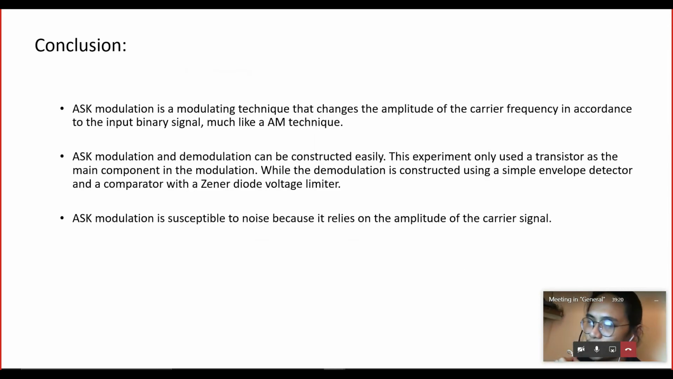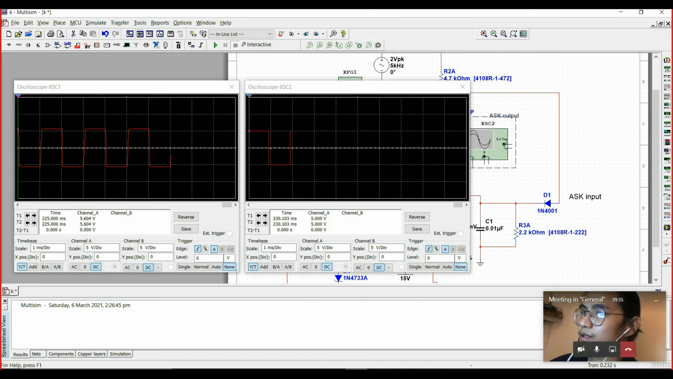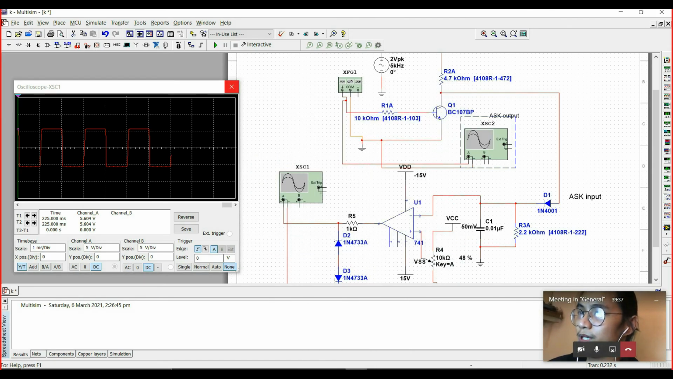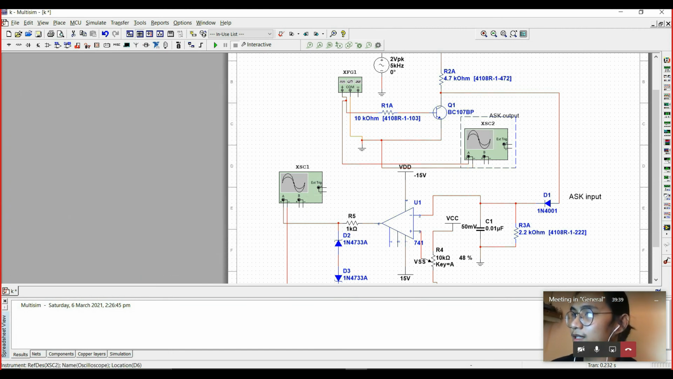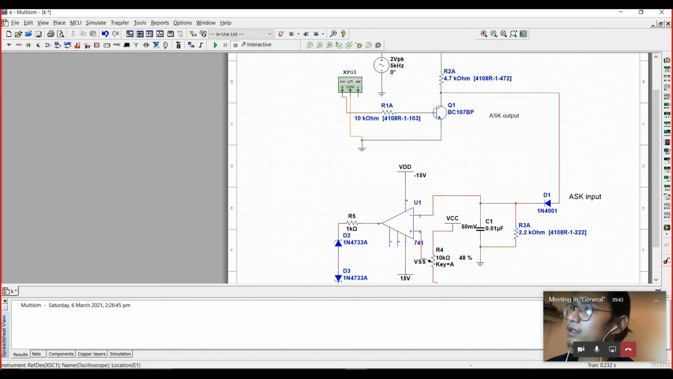So the conclusion of our experiment is that ASK modulation is a modulating technique that changes the amplitude of the carrier frequency in accordance to the input binary signal, much like an AM technique. So here we will take a look at the output of the ASK modulator on-off.